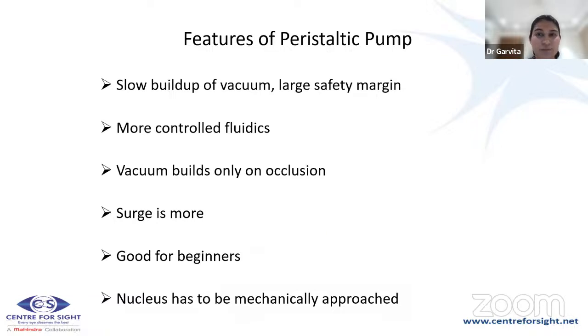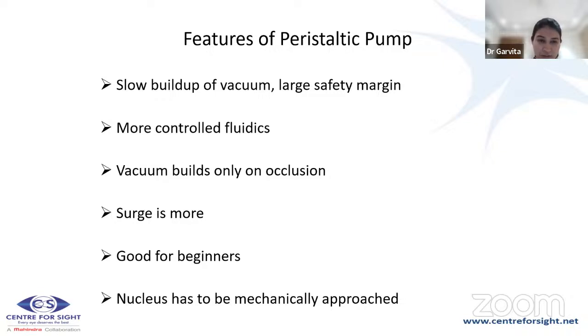What are the features of the peristaltic pump? It has a slow buildup of vacuum, therefore offers a large safety margin. It is more controlled fluidics. Vacuum builds only on occlusion, and therefore surge is more. Why? What is surge? Surge is, every time fluid is removed, vacuum is built.